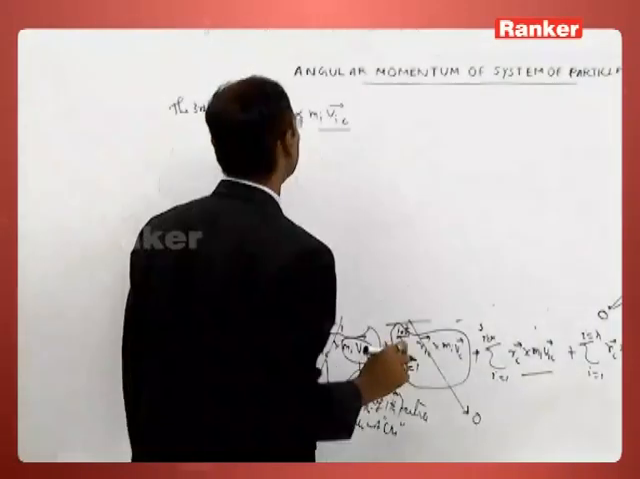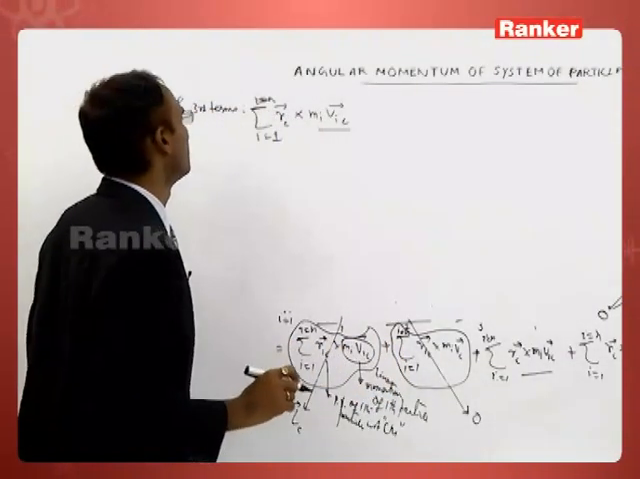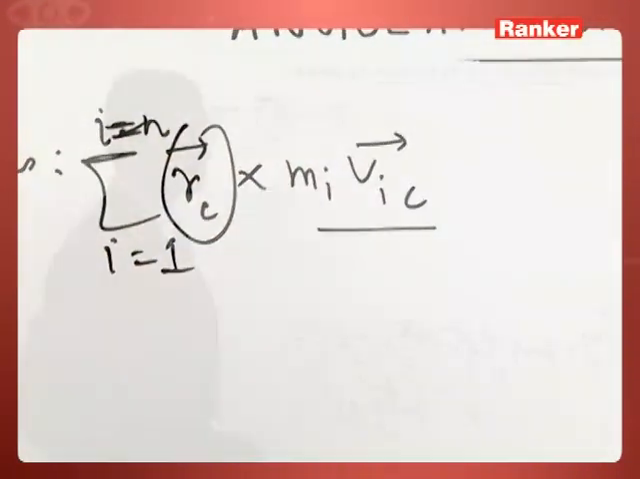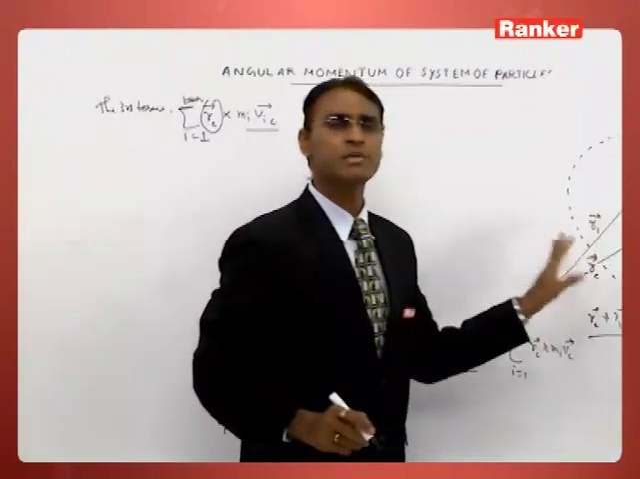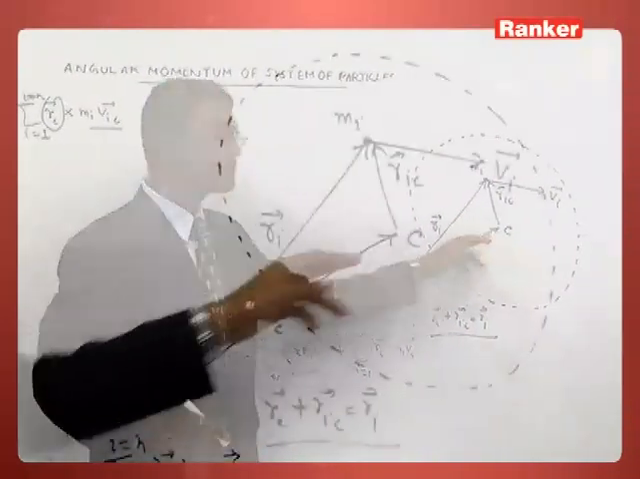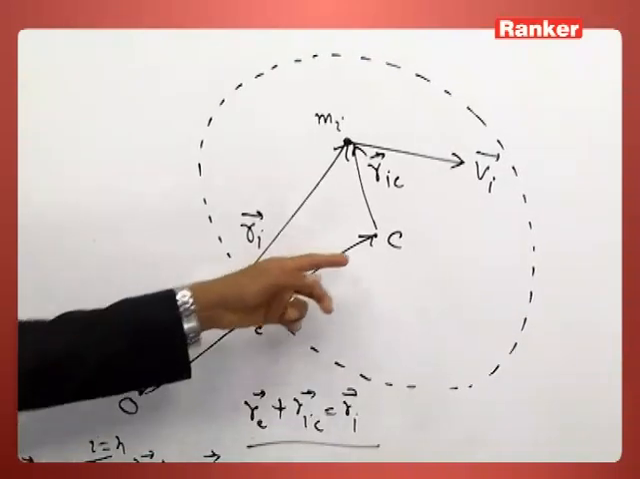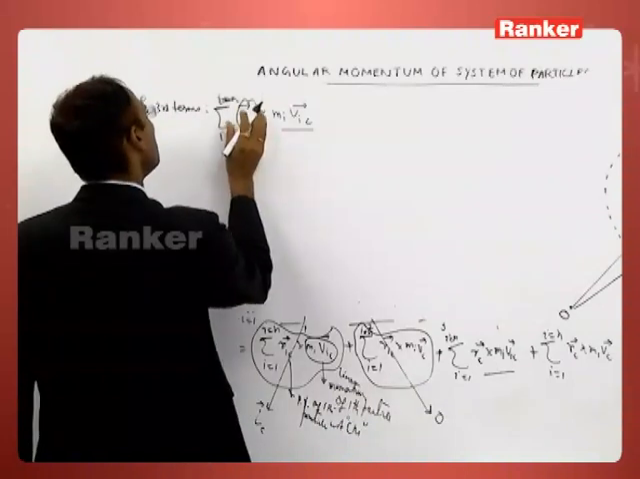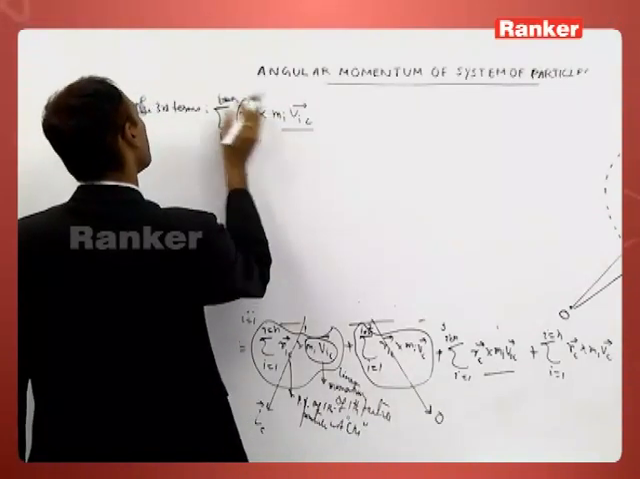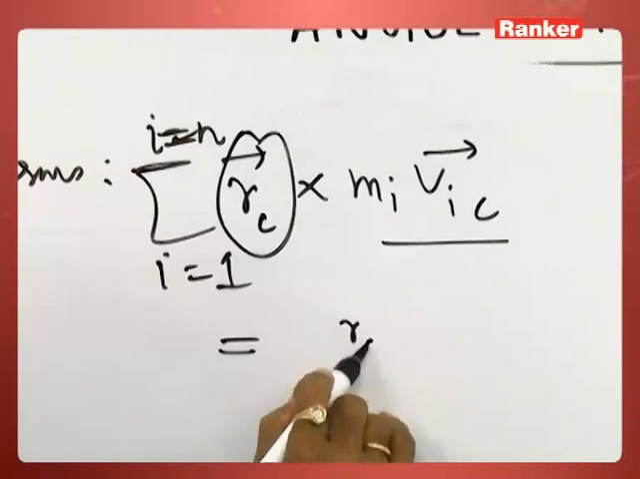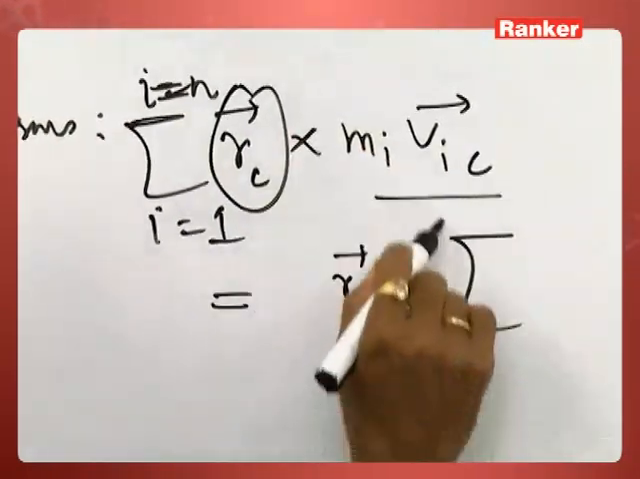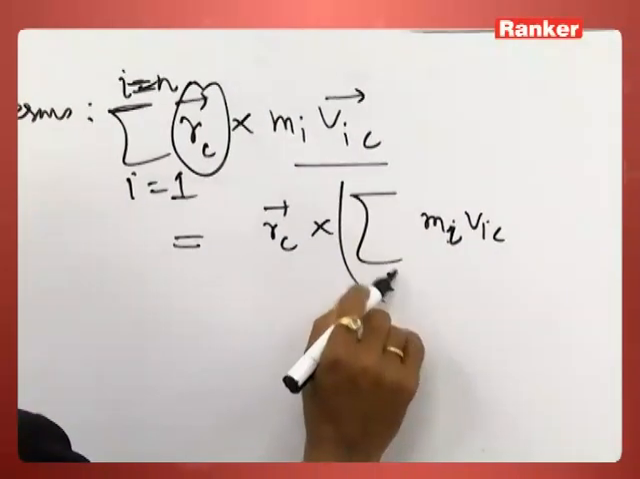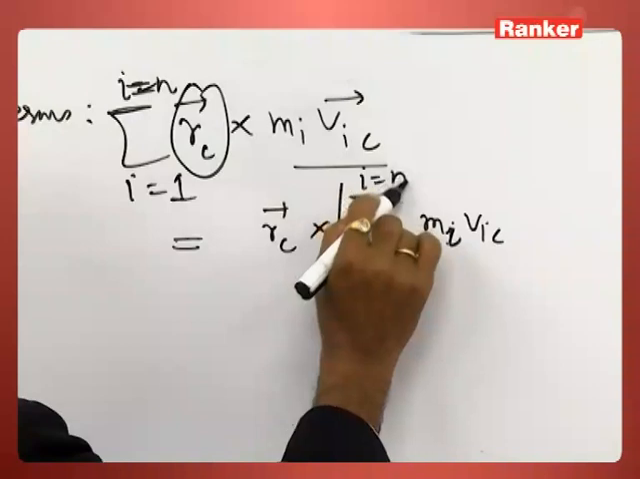This is the momentum of the ith particle with respect to center of mass. This is a constant quantity because for all the particles r_c remains fixed. It is the position vector of the center of mass with respect to this point. So therefore, we cannot take it as a variable. Therefore, we can take it out of the summation: r_c cross summation m_i v_ic, i equal to 1 to i equal to n.